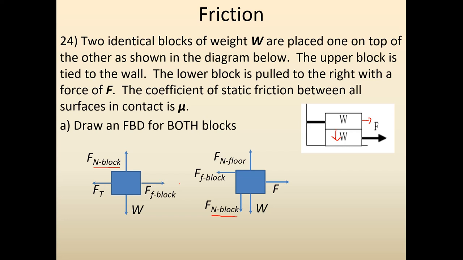Now there is one other way that you can realize that there's got to be a friction here. Because it says there's friction between all surfaces, that means for every normal force I have to have a friction. I have a normal force from the block, therefore I have to have a friction from the block. But on the bottom block, there is a second normal force from the floor. Therefore, there is another friction force.